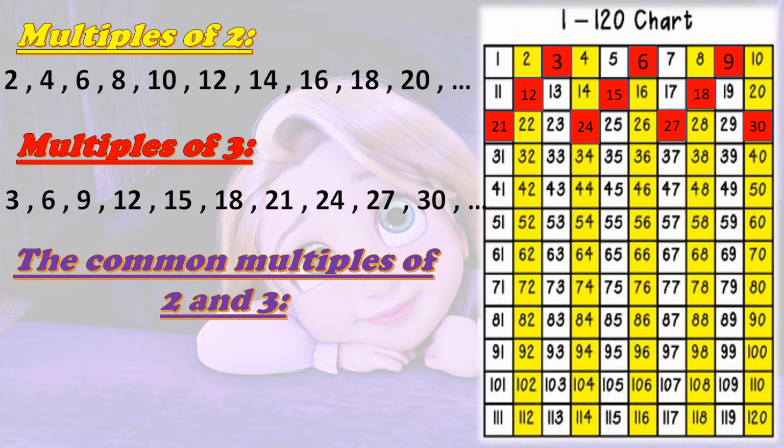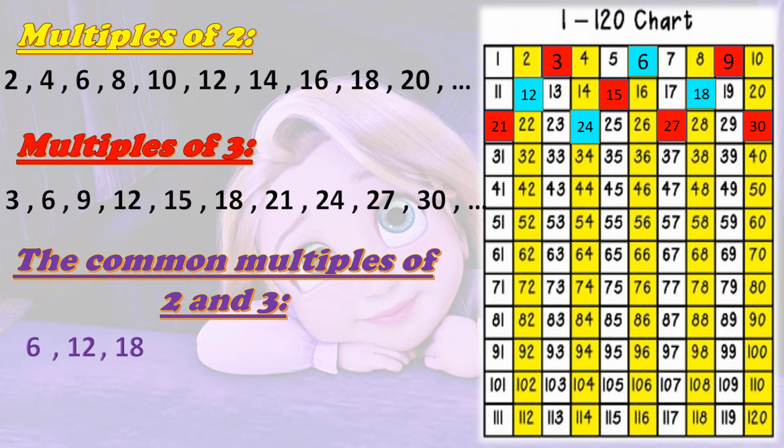Check here. Yes, it's 6. I can find 6 in multiples of 2 and also multiples of 3. Check again. Okay, 12 also I can find it in multiples of 2 and multiples of 3. So I will write 12 in common multiples of 2 and 3. Next, it's also 18. I have 18 in multiples of 2 and multiples of 3. So I will write 18.